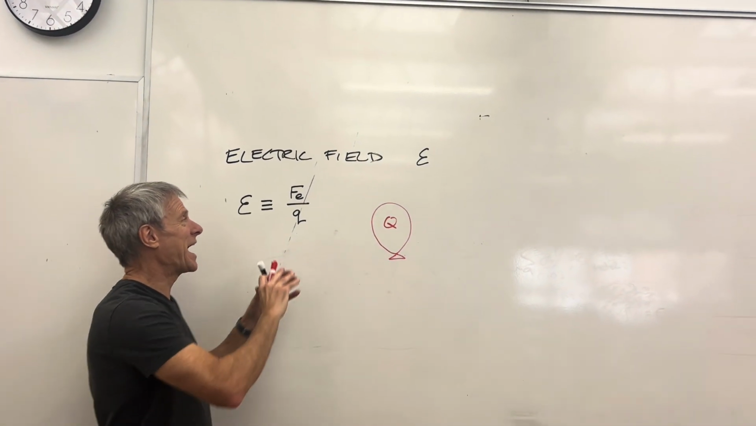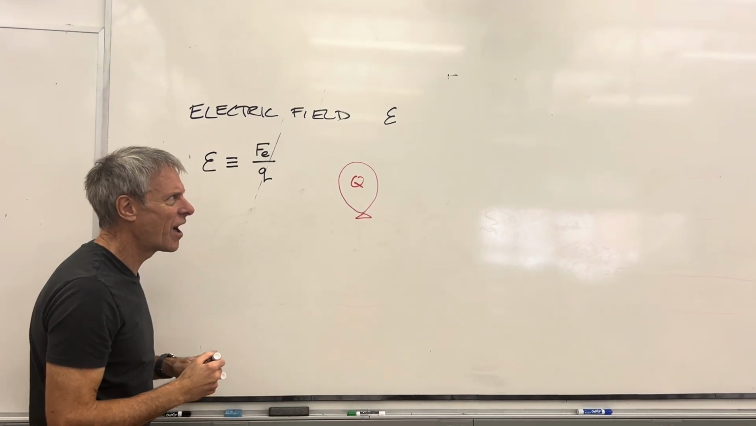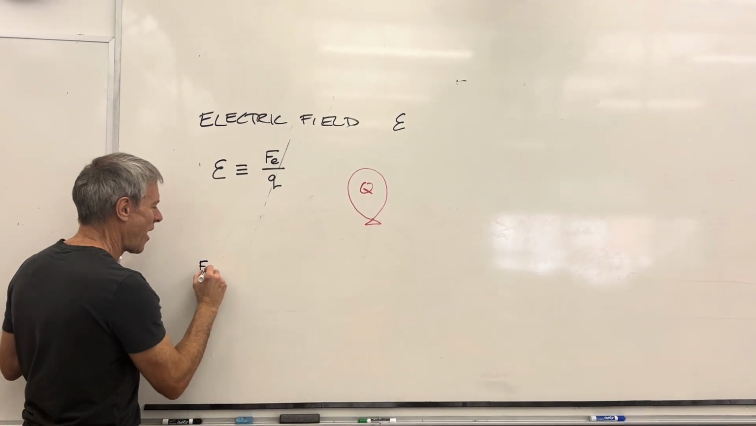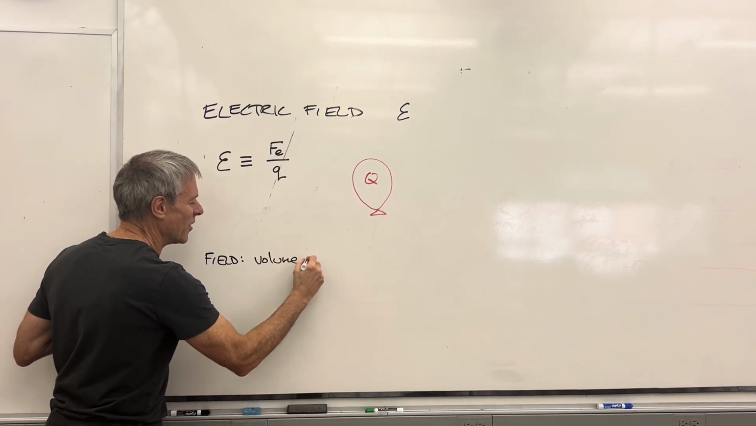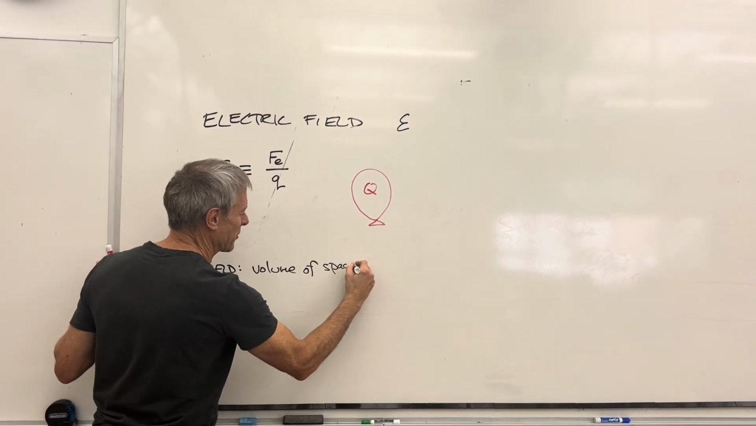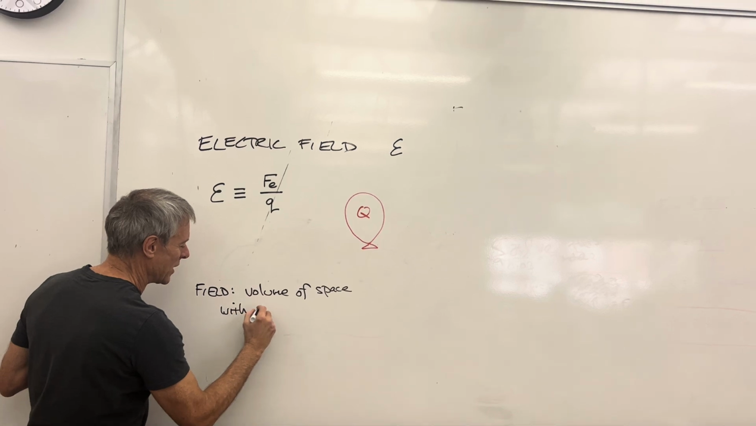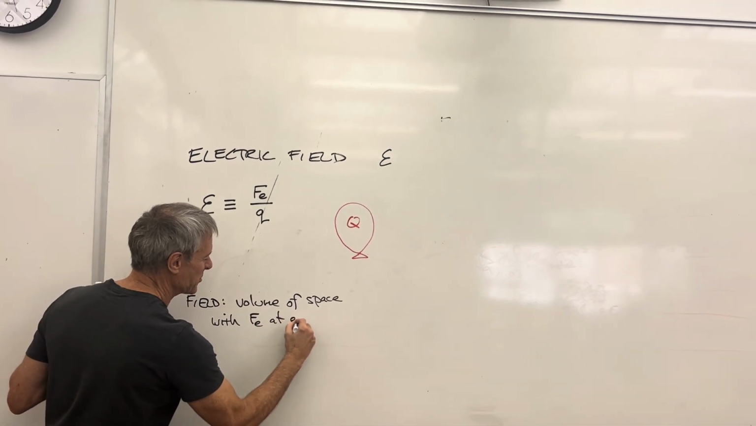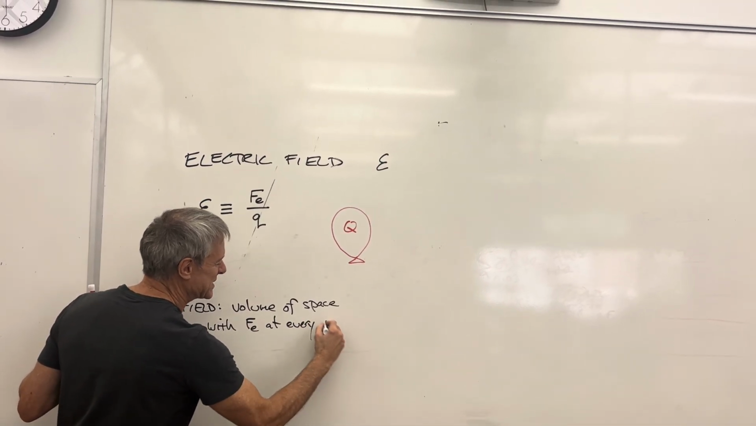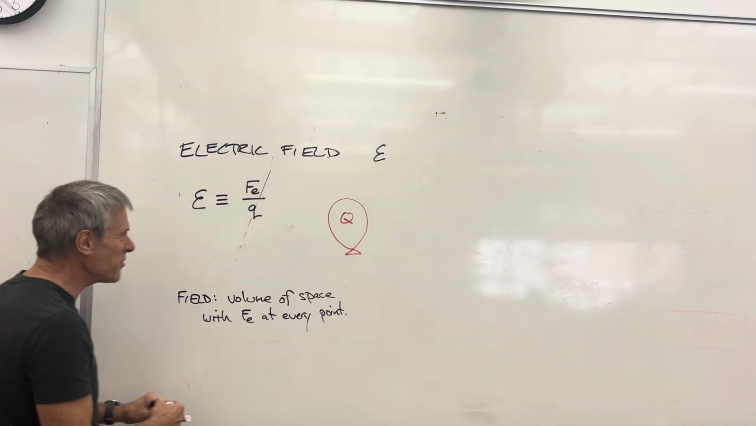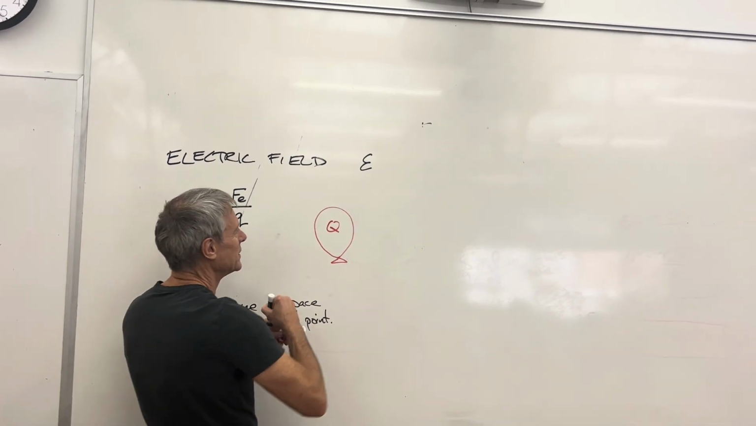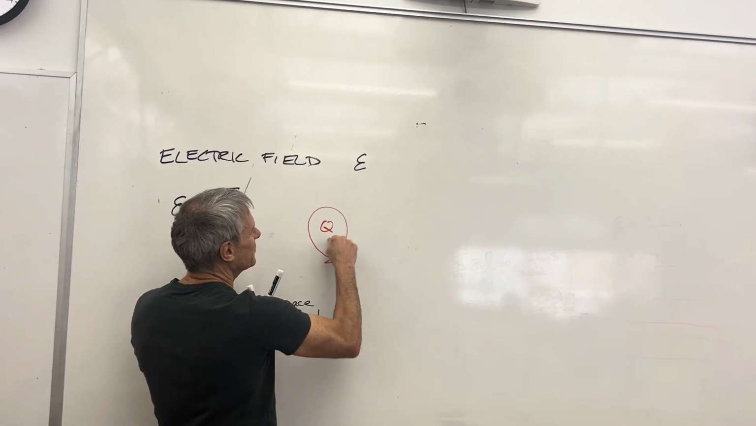Which means, what's the definition of a field? A space where force can exist. Good. Volume of space with a force at every point, right? We're talking about specifically electric stuff here, so I'll say with a Fe at every point. So around this balloon, there is a charge.